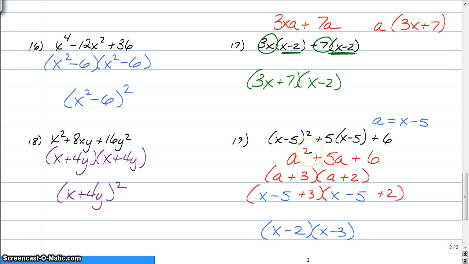Number 19 is another one where you might want to just rewrite. So let's just rewrite this with x minus 5 being an a. That's going to give us a squared plus 5a plus 6. Now you just factor it like normal. What multiplies to 6 but adds to 5, it's 3 and 2. And then you go back and you take that a of x minus 5, plug it back into the a's, and you get x minus 2 and x minus 3.